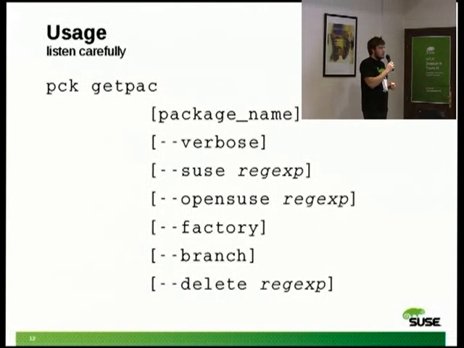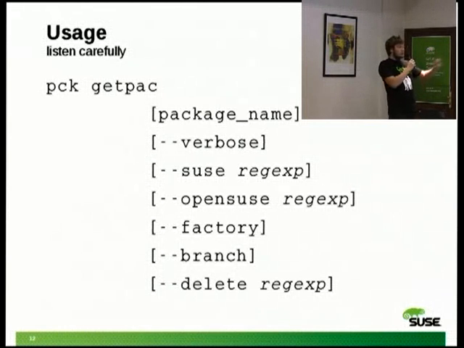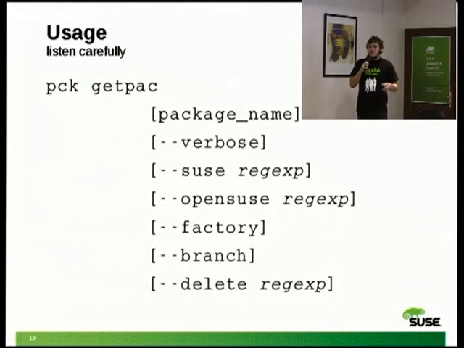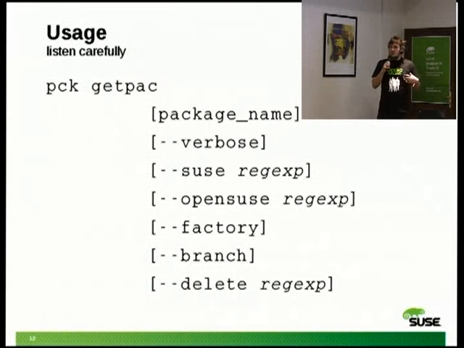Then there is a special option for factory, and the branch there means that when I'm a maintainer of it in the devel project, I might want to only check out the package, not to branch it also. But there were some requests that sometimes I need to branch it also, not only check it out. So there is some force option to branch it, and then the delete pattern. Again, some regular expression to say which files I'm going to download, which I'm not going to download.